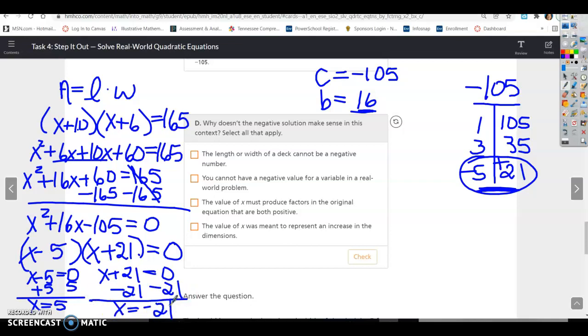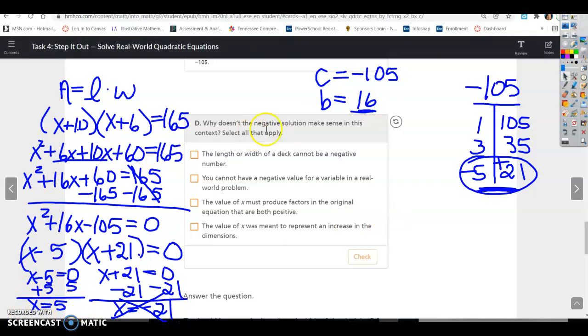So if you remember, we're talking about length times width. So length can't be negative 21 feet, and width can't be negative 21 feet. So in this situation, a negative number does not work. So that means our x is going to be 5.